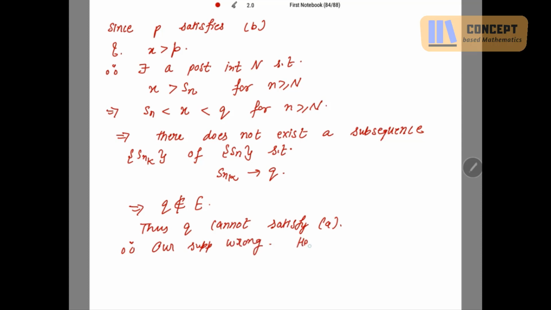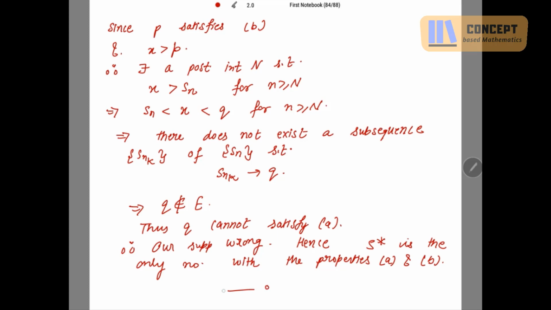Hence, S star is the only number with the properties A and B. Fine, proved.